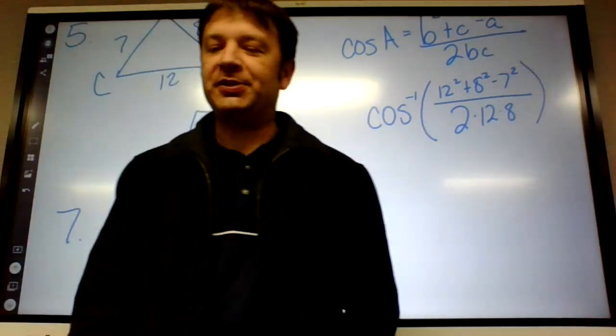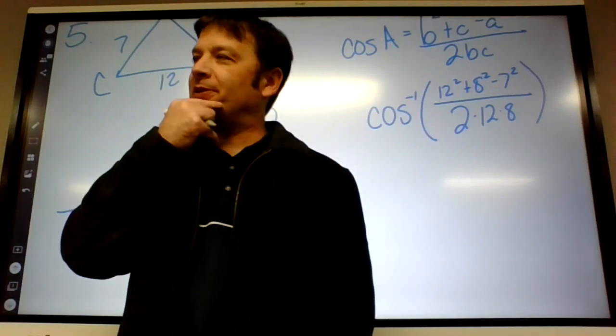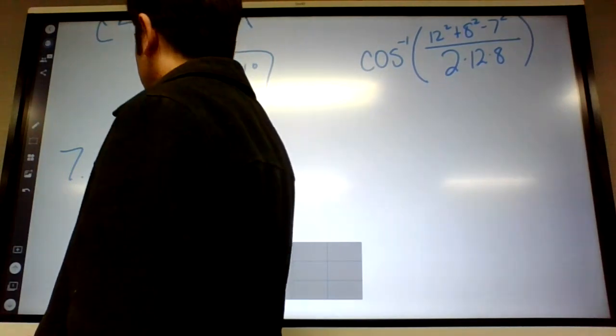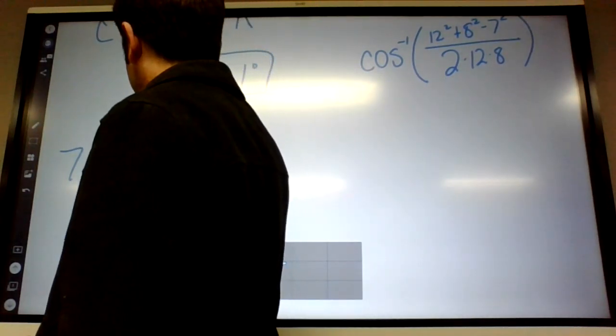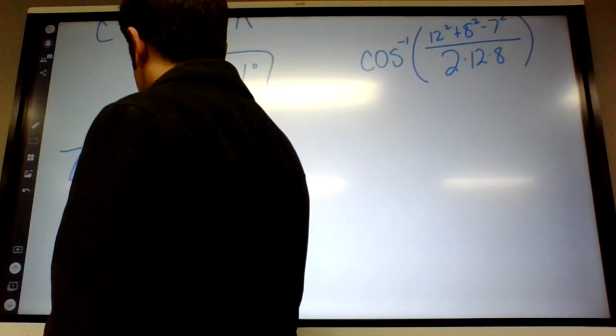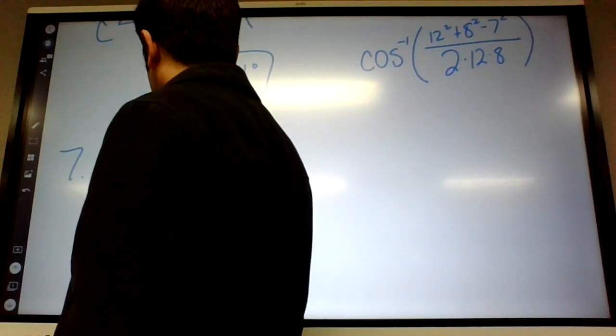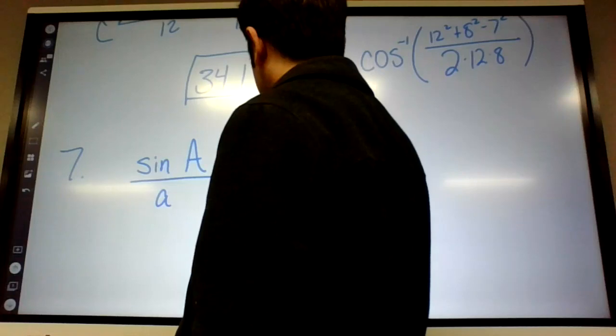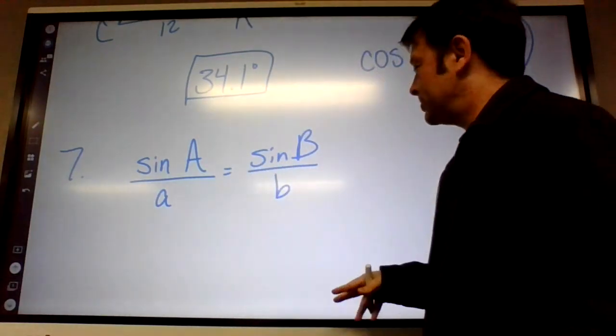Okay, for 7 through 12 is our last formula, and it's called law of cosines. Or sorry, law of sines. We just did law of cosines. Law of sines, it's actually easier. So it looks like this.